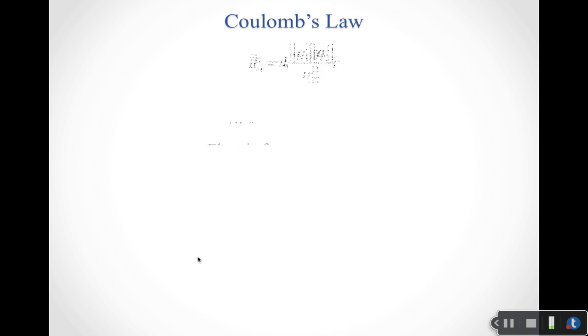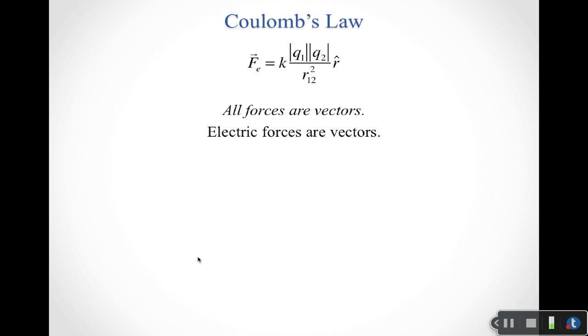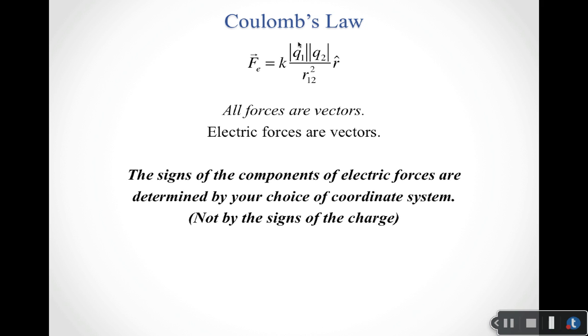Alright, and then the last thing to pay attention to is, of course, all forces are vectors, so electric forces must be vectors. So sure enough, this has got to be a vector. So there are a couple really important details that we're going to have to remember when we're working Coulomb's law problems. The first one is, because these are vectors, the signs of the components of your electric forces are determined by your choice of coordinate system. So if you have a force that points to the right, and you pick to the right to be the positive direction, that component of the force has to have a positive sign, regardless of what's going on in here.